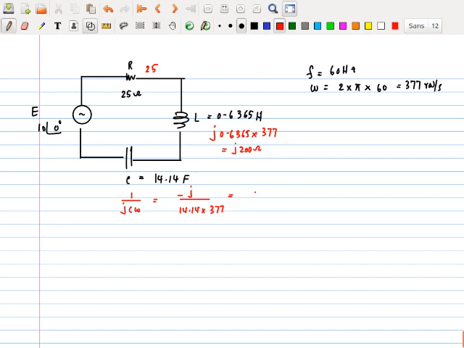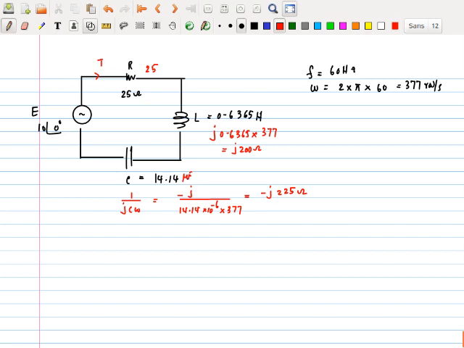There is something wrong with that. I think this is microfarads, right? So there is into 10 to the negative 6 into 377, and that turns out to be negative J 225 ohms, right? So now we have converted this into an AC circuit.